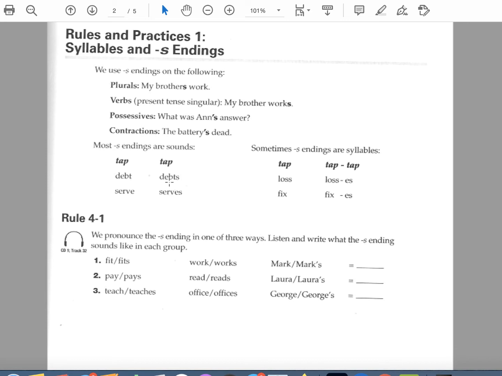Well, I wonder, why is it when we added S here, did we still have only one syllable? Serve, serves. One syllable. Debt, debts. But when I use these words that still have one syllable initially, loss, losses, fix, fixes. So what is it that makes us add an entire syllable for some words and not for others? Okay, so let's take a look if we can get to the rule.